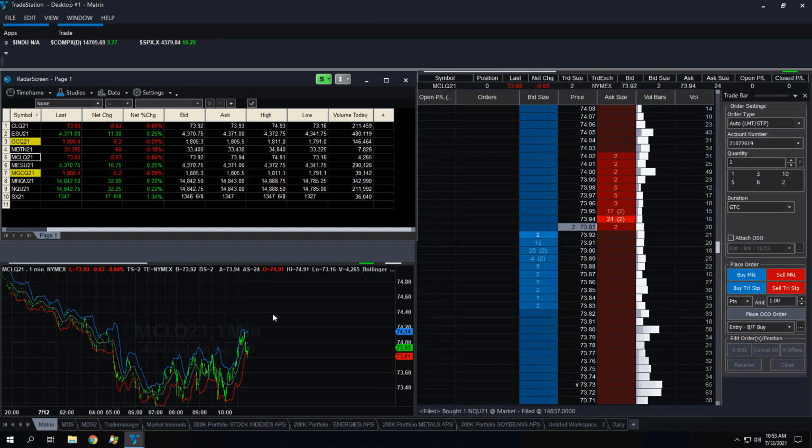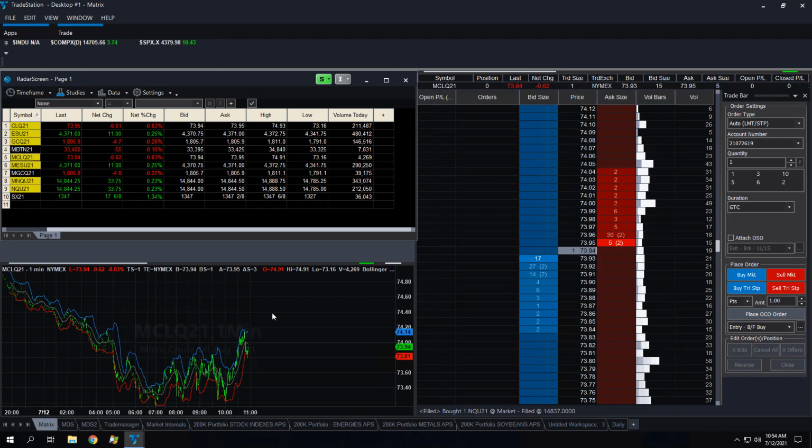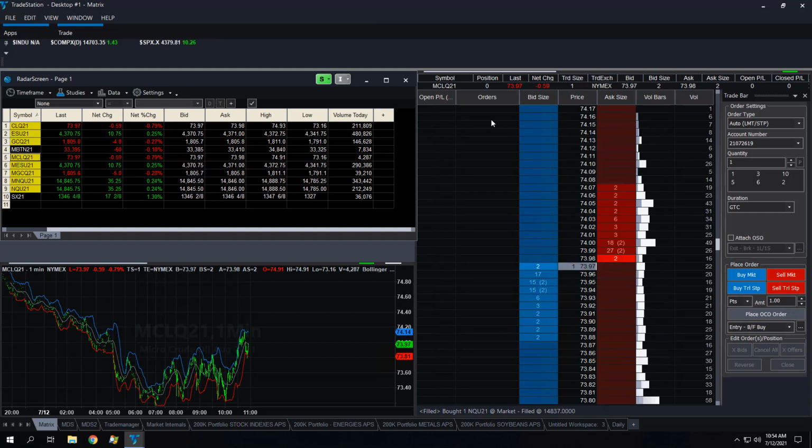For example, the micros will trade 1/10 the size. And so if you buy crude oil at 74 and you sell crude oil at 75, then you make $1,000 because one contract is 1,000 barrels. On the micro, you'd make $100. So if you bought the micro at 74, sold it at 75, you'd make $100, 1/10 the size.